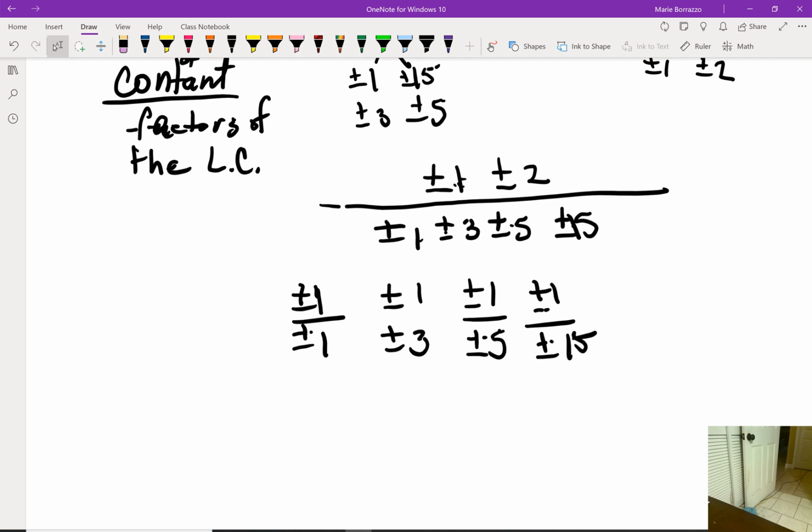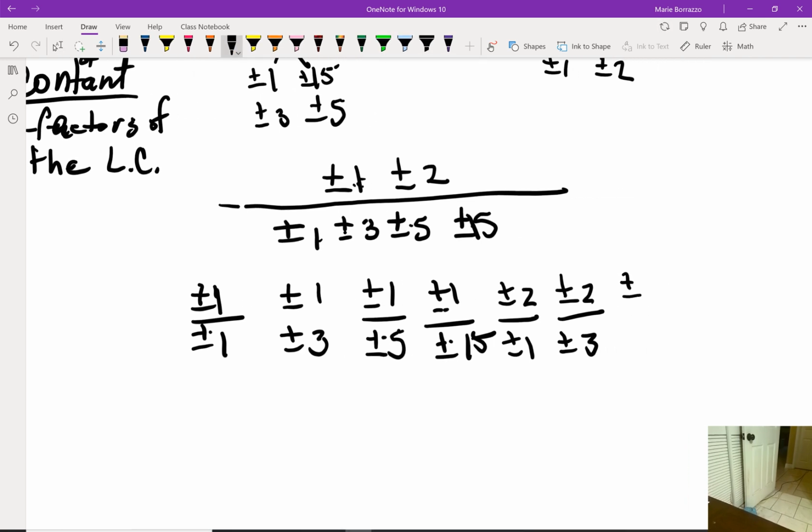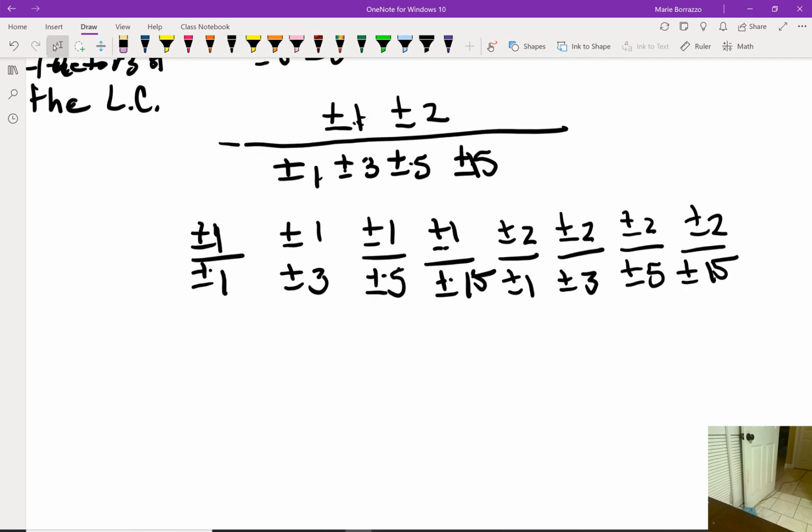And from this, we then continue with the 2. So plus and minus 2 over plus and minus 1. Plus and minus 2 over plus and minus 3. Plus and minus 2 over plus and minus 5, and then plus and minus 2 over plus and minus 15. And then from this, once we divide, remember the negatives cancel, the positives also stay positive, but when you have plus and minus, you end up with plus and minus of each, respectively.